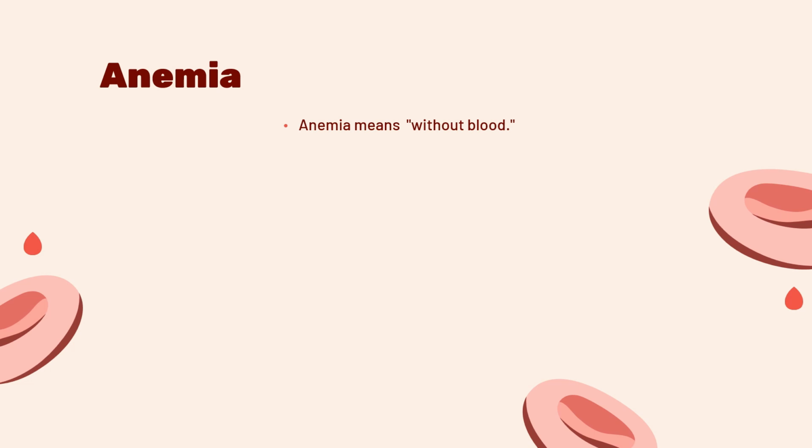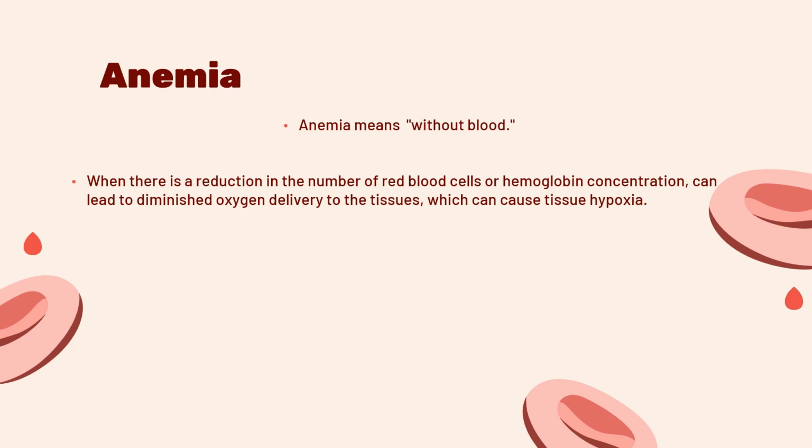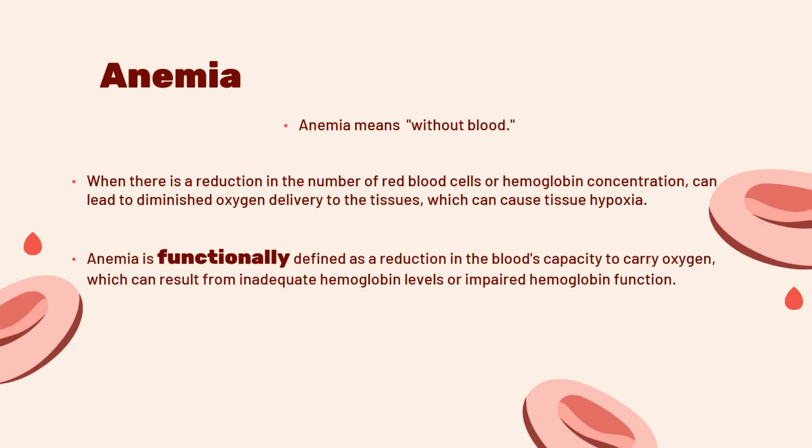Anemia originates from the Greek word anemia, which means without blood. A reduction in the number of red blood cells or hemoglobin concentration can lead to diminished oxygen delivery to the tissues, which can cause tissue hypoxia. Anemia is functionally defined as a reduction in the blood's capacity to carry oxygen, which can result from inadequate hemoglobin levels or impaired hemoglobin function. The former is the more commonly observed cause of anemia.